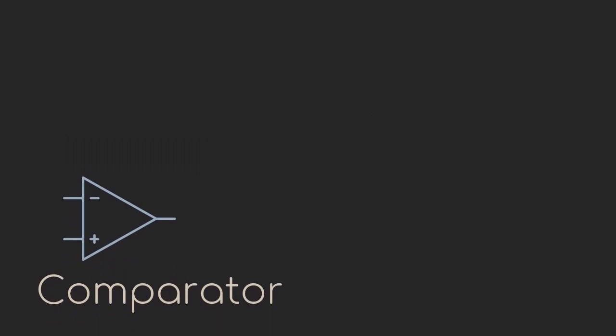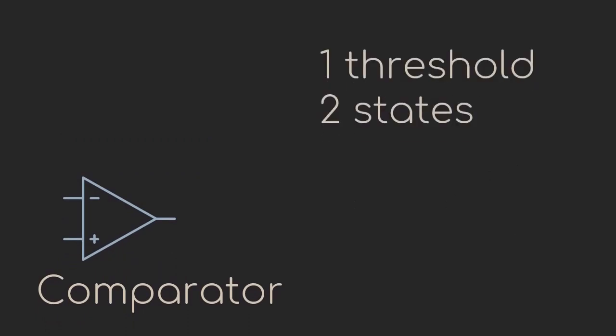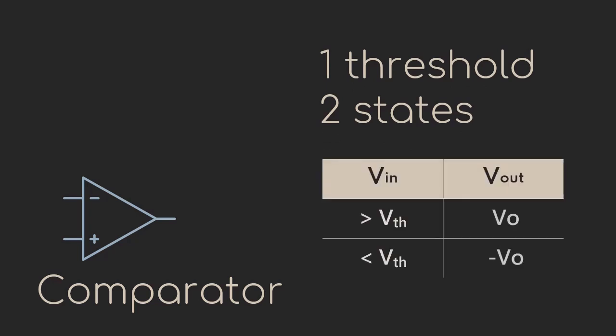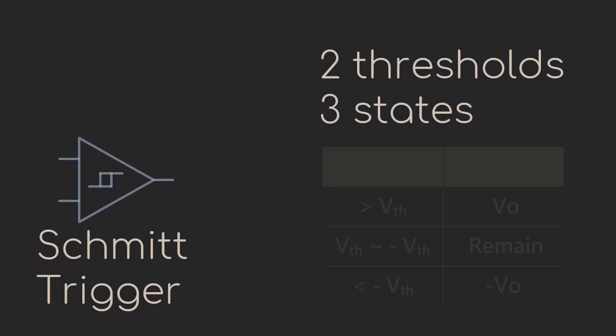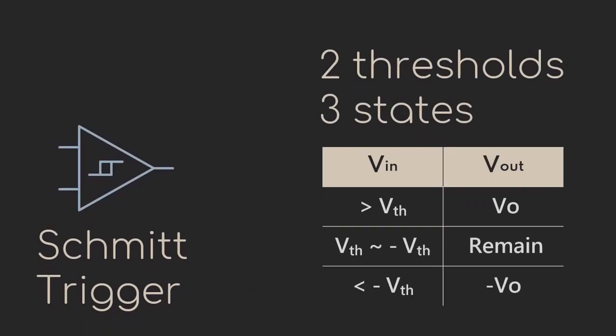A comparator can create two output voltage states by comparing the signal voltage and the threshold voltage. When the signal voltage is greater than the threshold voltage, the output is positive VO, and when the signal voltage is less than the threshold voltage, the output is negative VO. A Schmitt trigger is a comparator with positive feedback.